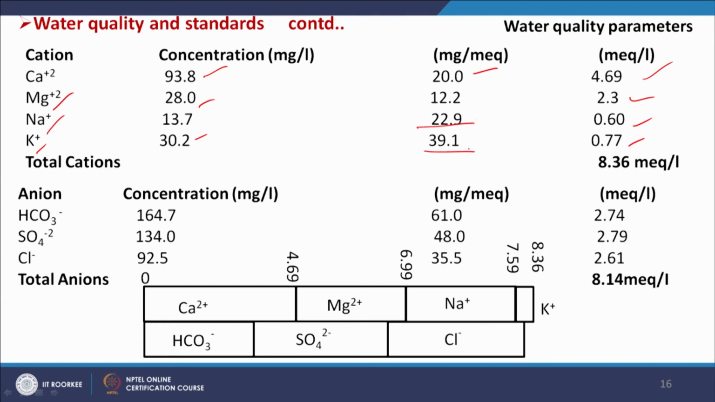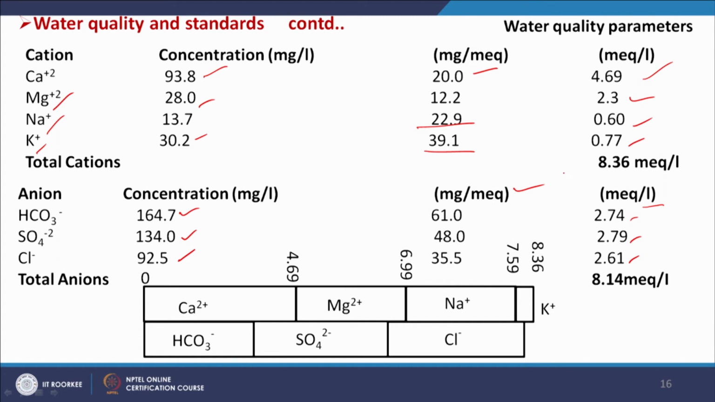Similarly for potassium. Now, for anions we have these 3 anions, and their concentrations are also given here. So, we have to calculate the mg per milliequivalent, that is 61, 48 and 35.5 for these 3 respectively. And then we get the value of milliequivalent per liter in a similar way as we calculated for the calcium ion in the previous slide. So, these values become like this.